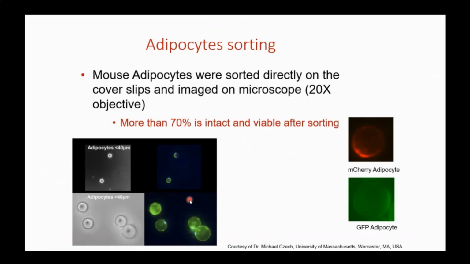And I'd like to also use the example of adipocyte sorting. So we've been able to sort mouse adipocytes onto, in this instance, cover slips for imaging, and cells that were sorted into wells and bulk collection containers experienced a 70% or more intact and viable recovery rate, which is just not possible with conventional flow cytometry for these cells.